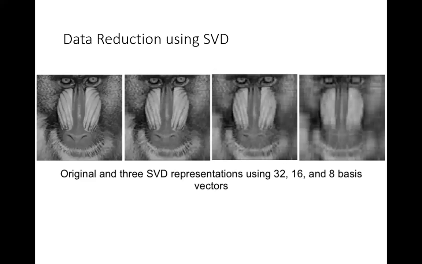Here is an example of data reduction using SVD. Suppose you have only one picture, like the one in the leftmost picture. With one picture, you cannot do any PCA, because for PCA you need a large number of examples. So you can say that you have only one vector, and the size of the vector is the size of the picture. If this picture has 100 rows and 100 columns, then the size of the vector is 100 by 100, and I have only one example.